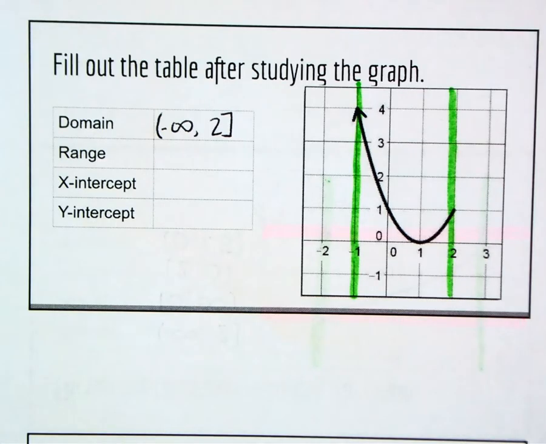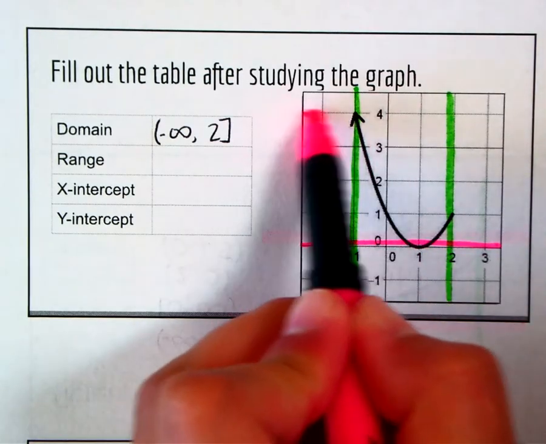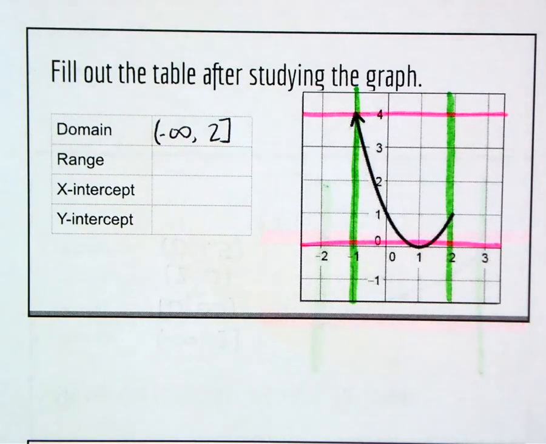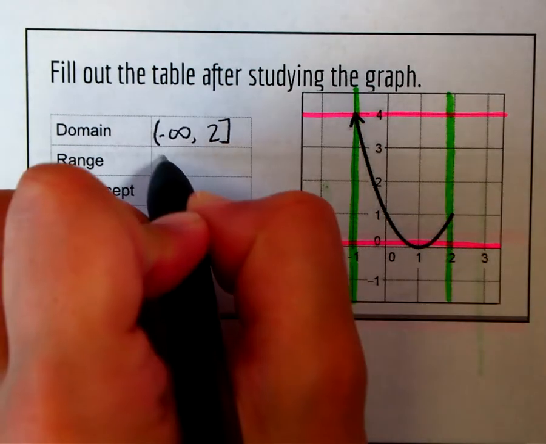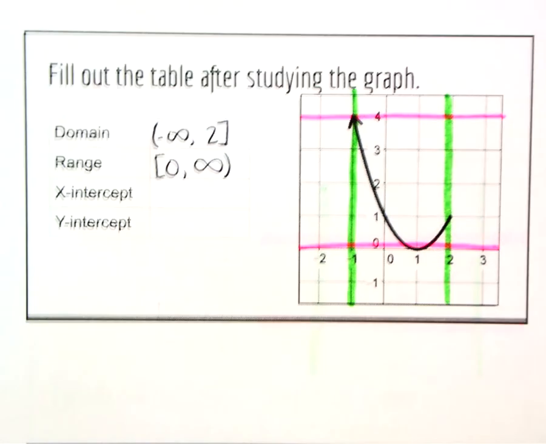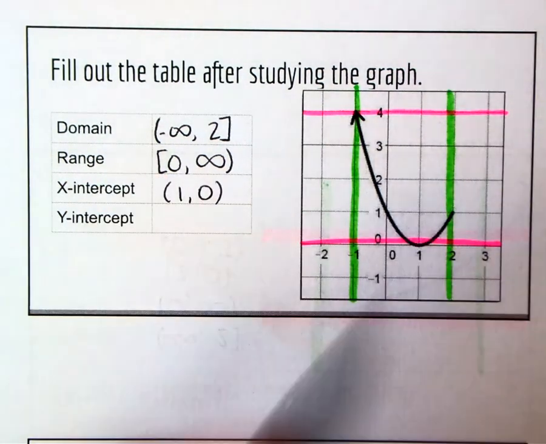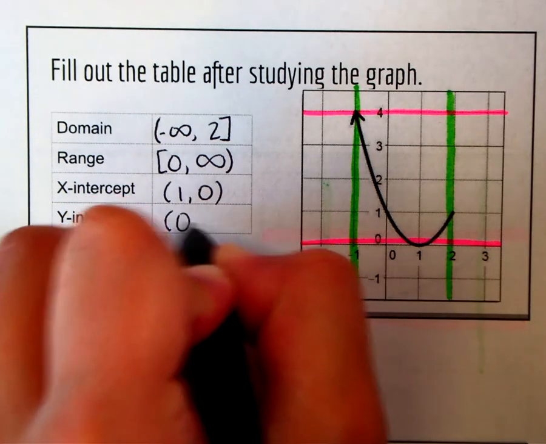Range is bottom to top. Make sure we get the actual bottom of the function. The bottom has an actual point at 0, and the top has an arrow. So we know the range is going to be 0 to infinity. X-intercepts would be at 1, 0. Touches the x-axis there. And then we'll say the y-intercept is at 0, 1.